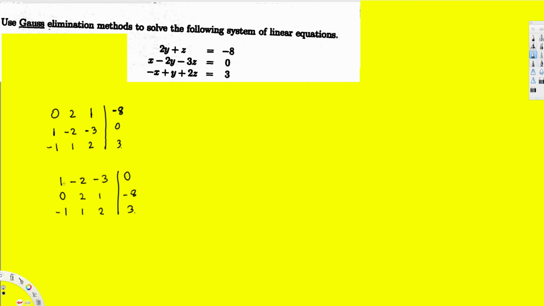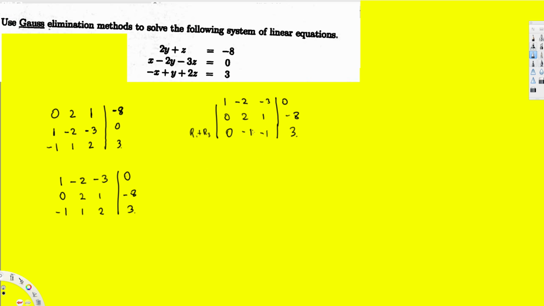Now what I have to do, I have to make this one 0. To do this, I can simply add the first equation and the third equation. So if I do that one, I will get minus 1, minus 2, minus 3, 0, then 0, 2, 1, minus 8. Here I'm adding the first equation with the third equation. So R1 plus R3, which will give us 0. Minus 2 plus 1 is going to be minus 1. Minus 3 plus 2 is going to be minus 1. And 0 plus 3 is going to be 3.